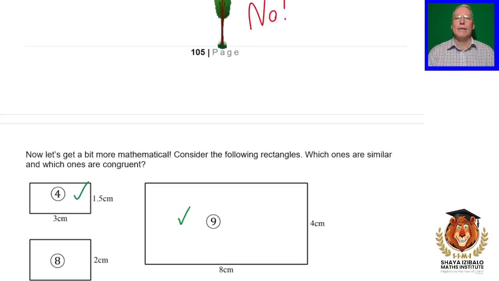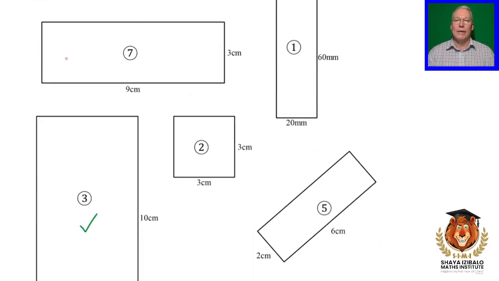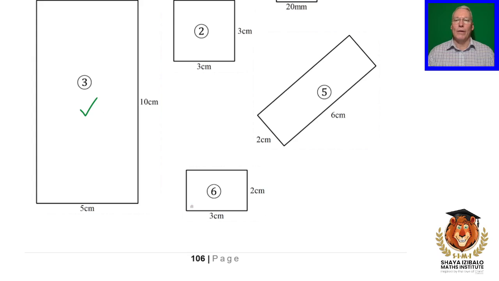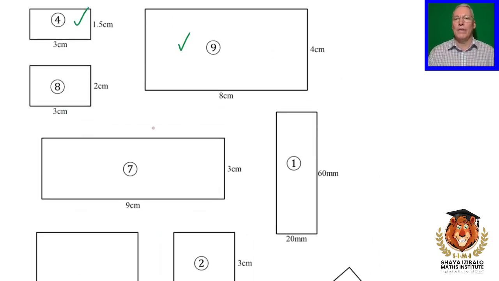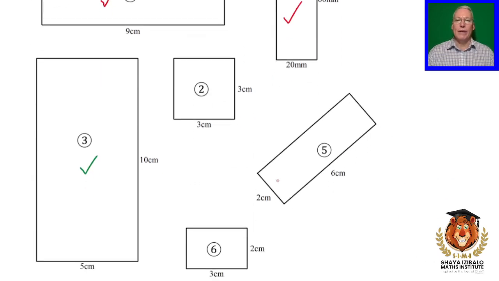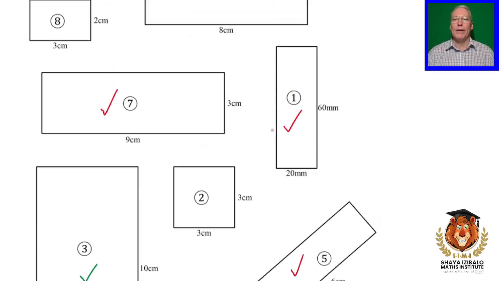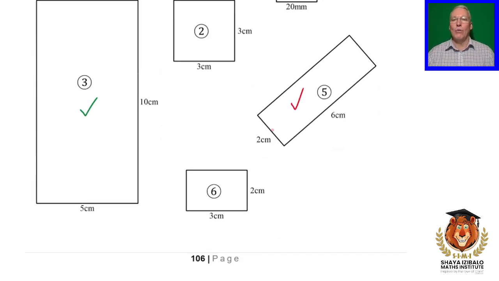If we look at number 8, it's 1.5 times as long. No, there are no others that are 1.5 times as long. 8 and 6 are in fact identical, but we've said that already. If we look at number 7, the long side is 3 times longer than the short side. Same with number 1. 7, 1, and 5 are all similar.